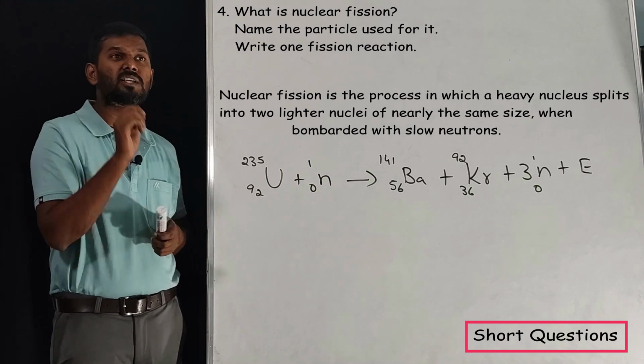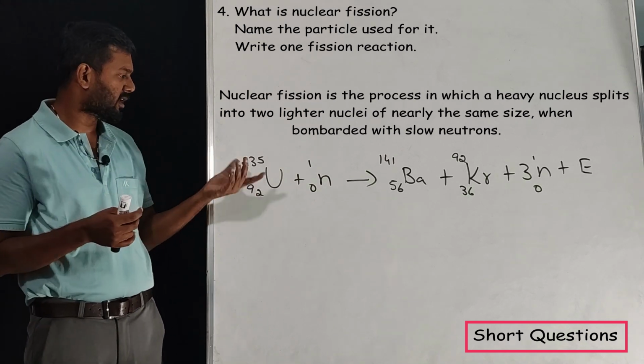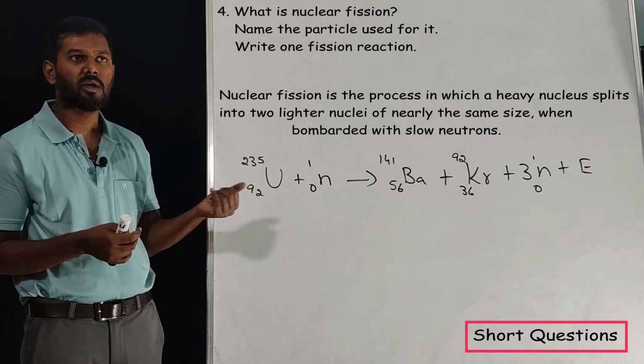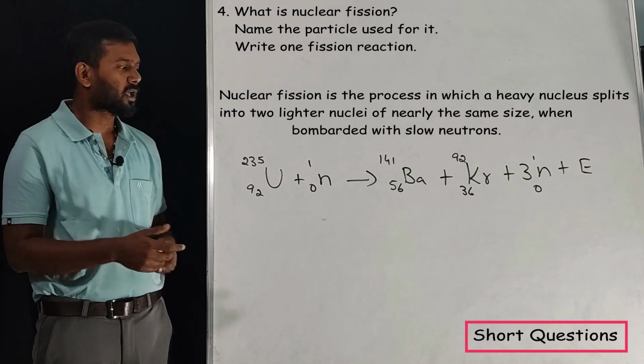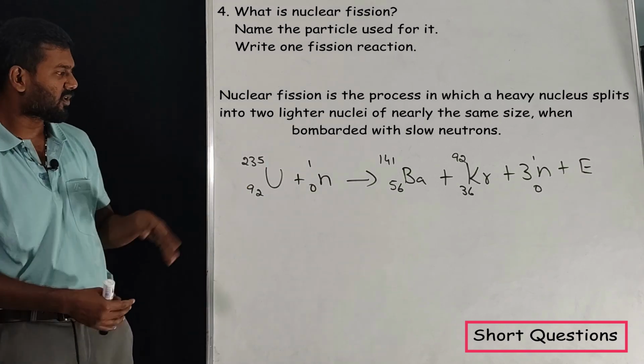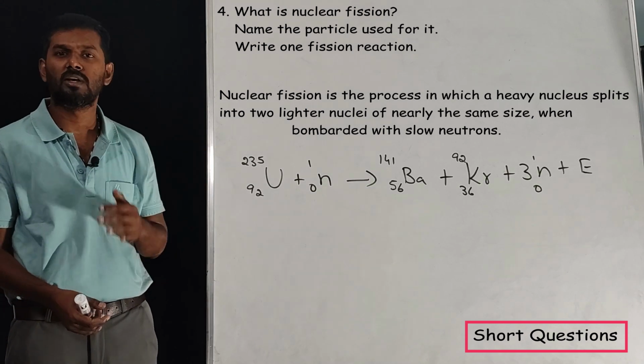And what is the substance used for it? In this equation we are using uranium. Uranium is the substance used for it, and this is the equation they are looking for. This is what we have learned in the first question of this video.